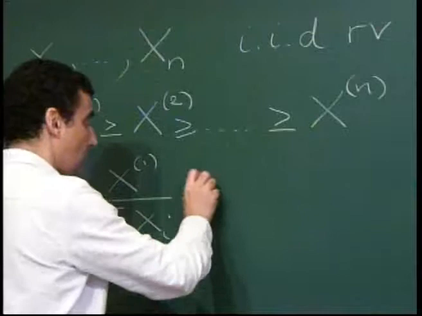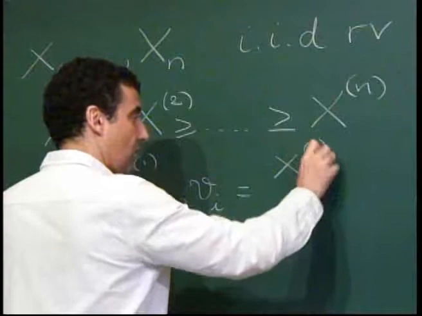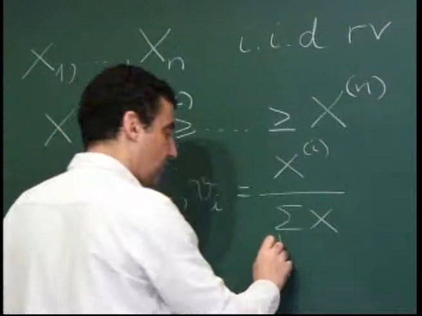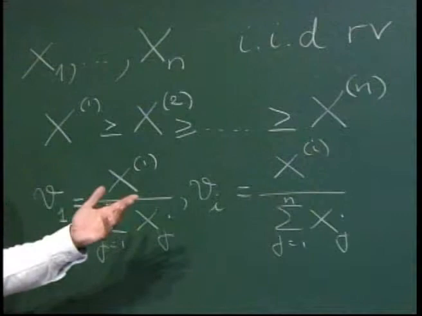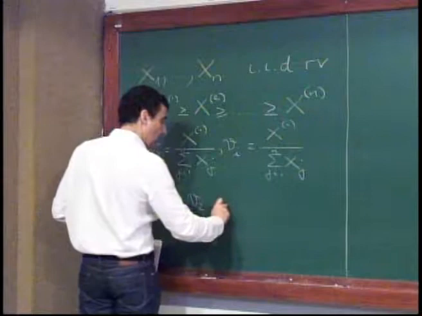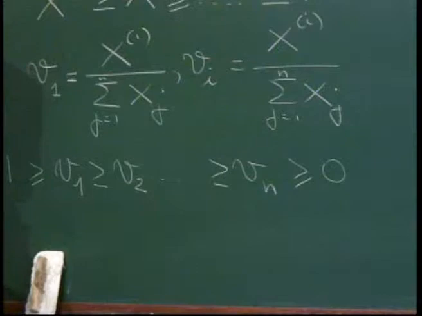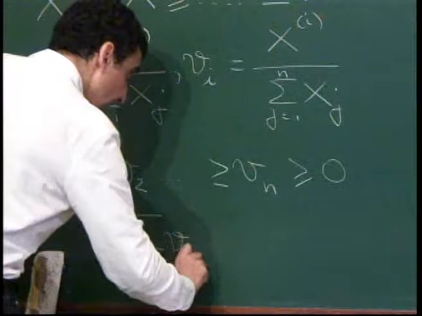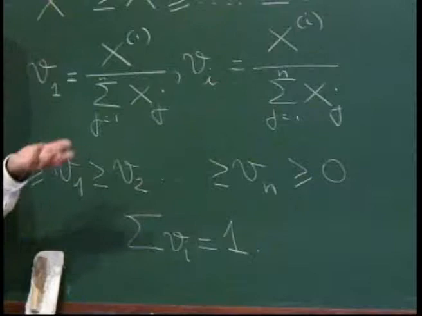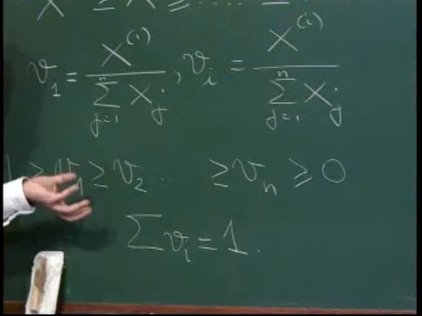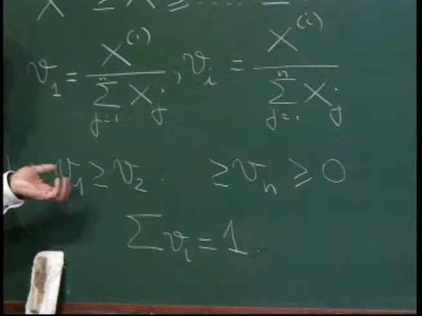So Vi is Xi over the sum of Xj, sum over j. Okay. So these Vi's are such that V1 will, of course, be larger than V2, be larger than Vn. They are numbers which are, of course, between 0 and 1. And they satisfy, by definition, that the sum of Vi is 1. So these Vi's, you can look at them in two ways. You can look at them as a random probability distribution on the integers, right? Because these guys are random, of course.